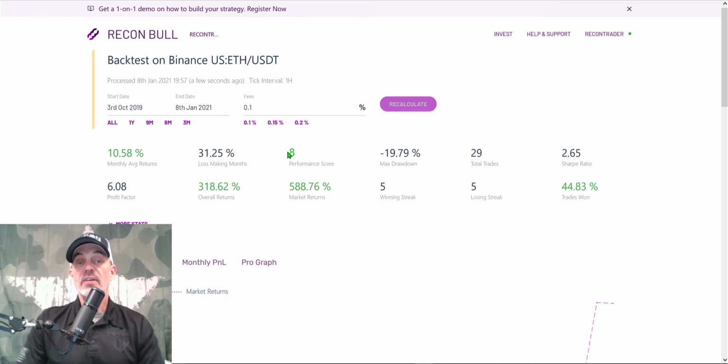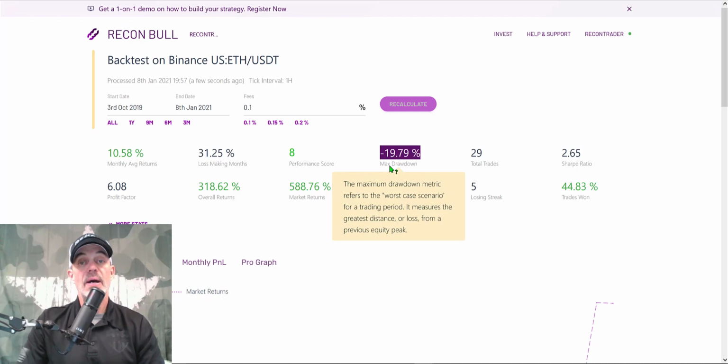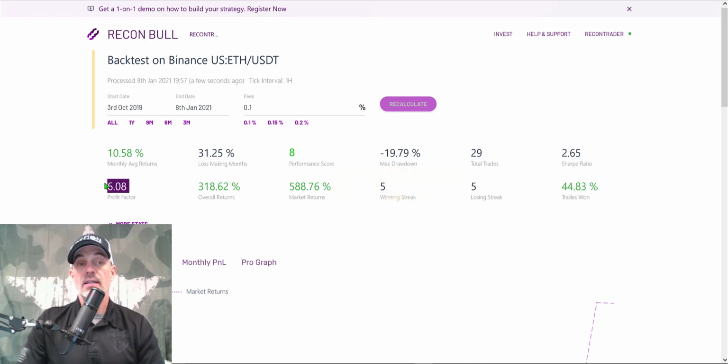Now, there's some other factors here like performance score, your Sharpe ratio. You always want to be above 1. I like to be somewhere above 2, although you don't want it to be too high. Then you're probably not putting on enough risk. And with this bot, you still would have had a max drawdown of about 20%. Profit factor of 6. Again, anything above 2 is where I'm shooting for. And over that time frame, which is a pretty long time frame, we had 29 trades. So there's not a lot of activities.